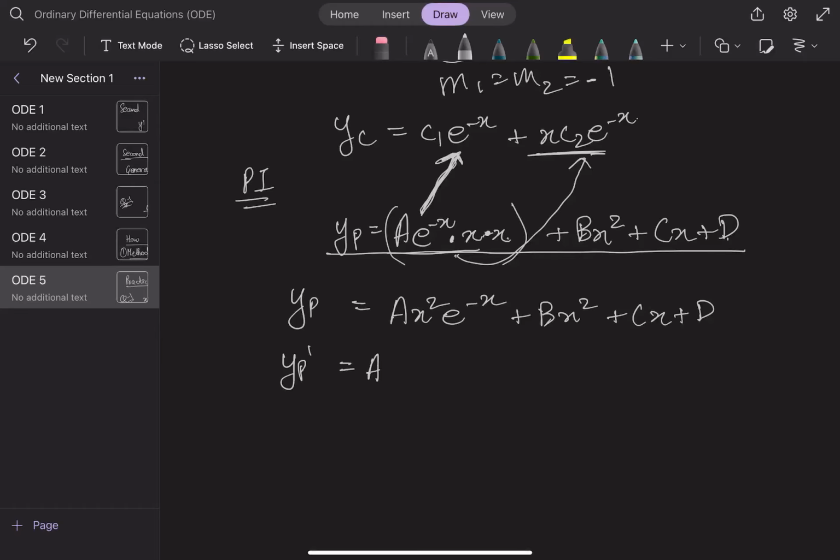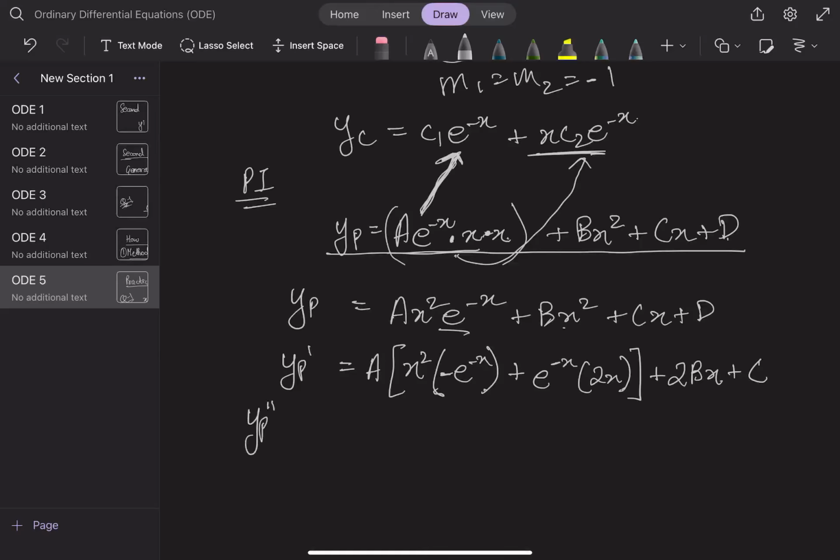Let's just take a as common. So again, we're going to use the product rule. You ignore x square and differentiate this, so this becomes minus e raised to minus x, plus ignore e raised to minus x and differentiate x square, that is 2x. Plus differentiation of bx square is 2bx, plus differentiation of cx is c, and differentiation of d is 0.